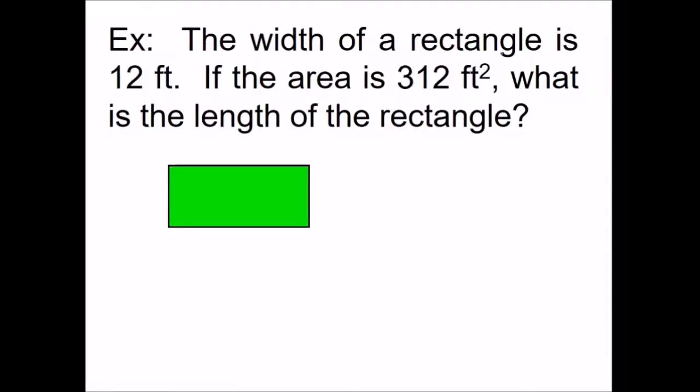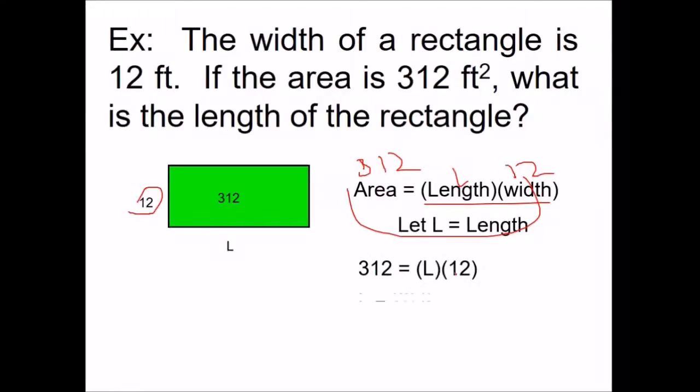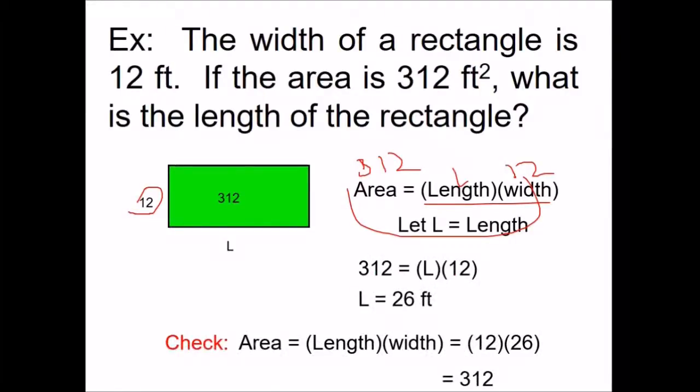Then the width of a rectangle is 12 feet. The area is 312. What is the length of the rectangle? Recall that the area of a rectangle is length into breadth. We have been given this 12, the width of the rectangle. Area is 312, so you just have to divide 312 by 12. We assume this to be L, so 312 is equal to L into 12. L will be 26 feet. You can check the area by multiplying them, and you will get 312 only.